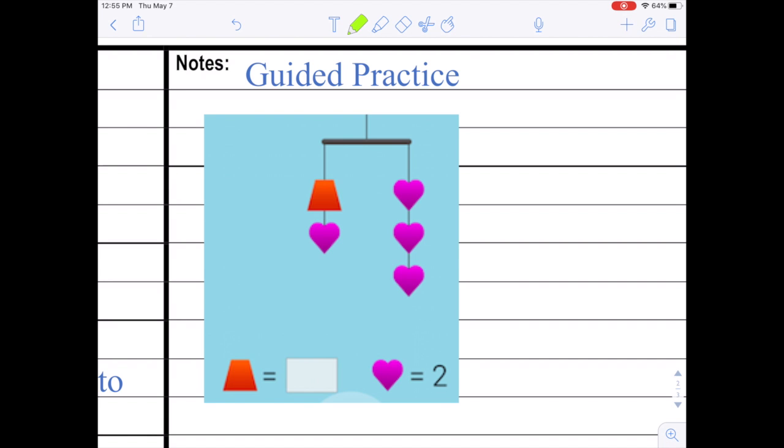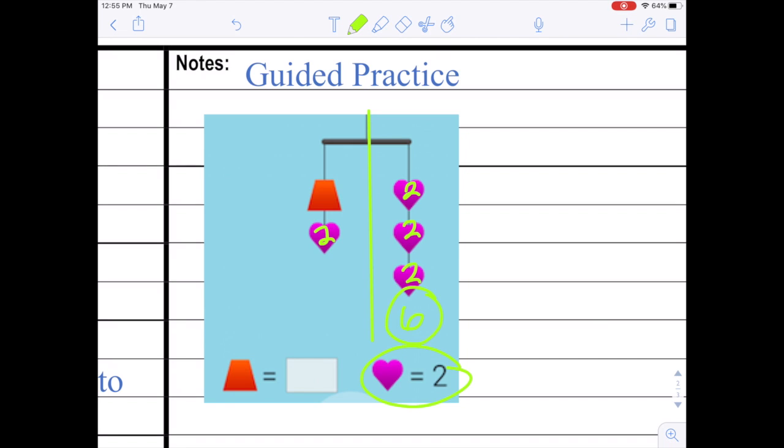For the first one that has trapezoids and hearts, again, line down the middle. The information we know is that each heart is a value of 2. So that means on this side, I have 2 plus 2 plus 2. Another way to say that, 2 times 3. My total on this side is 6.